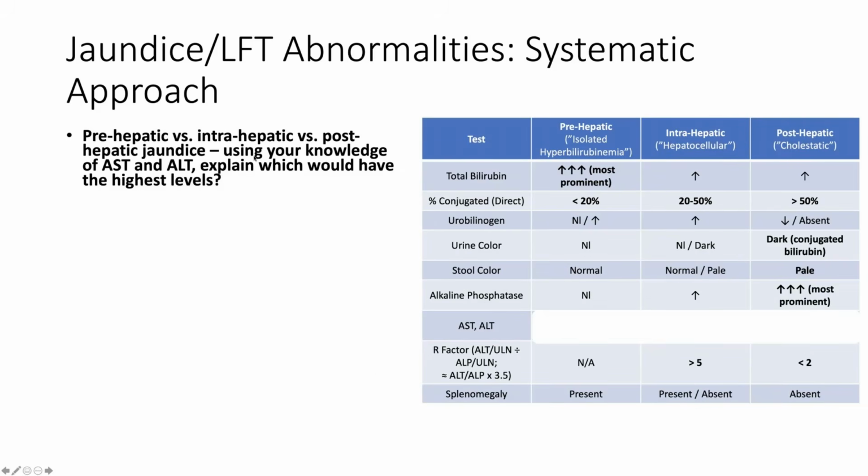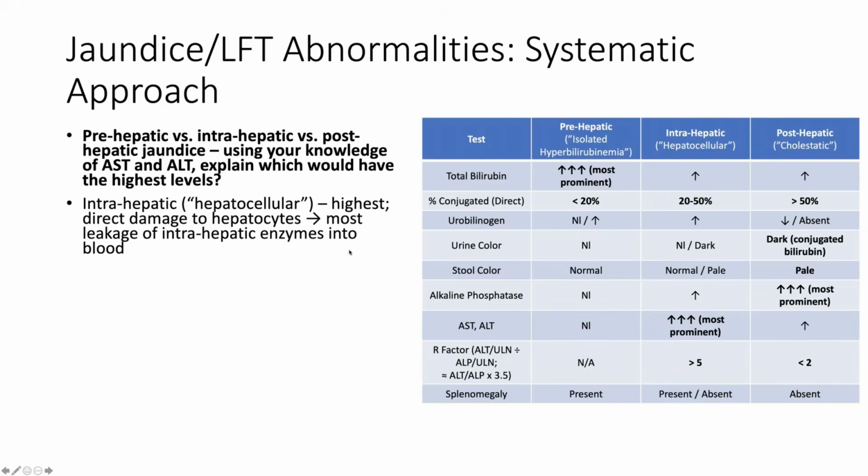All right, so Joni, using your knowledge of AST and ALT, which would have the highest levels? So AST and ALT are indicative of intrahepatic. Yeah, so they're highest in intrahepatic. And why? AST and ALT are indicators of hepatocellular damage. They're enzymes that are found within hepatocytes. If you have damage to the hepatocytes, they'll be high. Great, exactly.